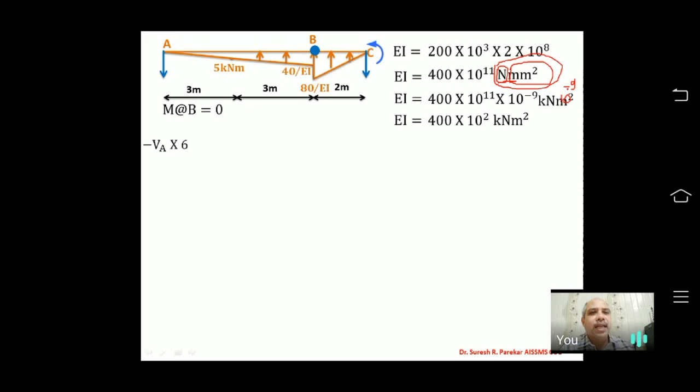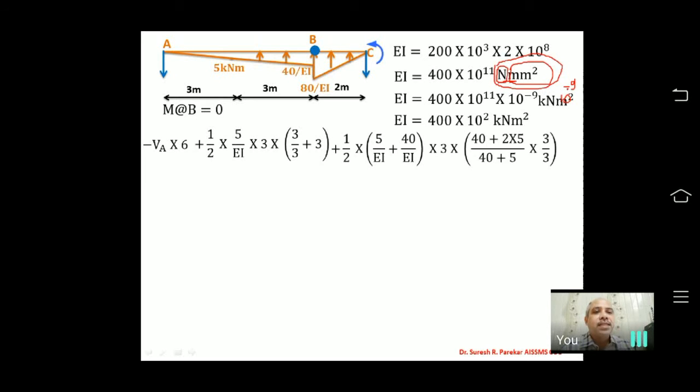Now once I know this value, I will take moment about B0, because we have B as internal hinge. So moment from left is 0, moment from right is 0. So minus VA into 6 plus, we have taken the first triangle, that I have already shown, 1/2 5 upon EI into 3, that will be area, which is 7.5 into 3 by 3 plus 3, which is 4 meter from B, plus the second part, that is trapezoidal, 1/2 5 by EI plus 40 upon EI into 3 into 40 plus 2 into 5. We are taking centroid from 40, and the value we got was 1.11. That already we have seen, and that gives me the value of VA 17.5 upon EI.